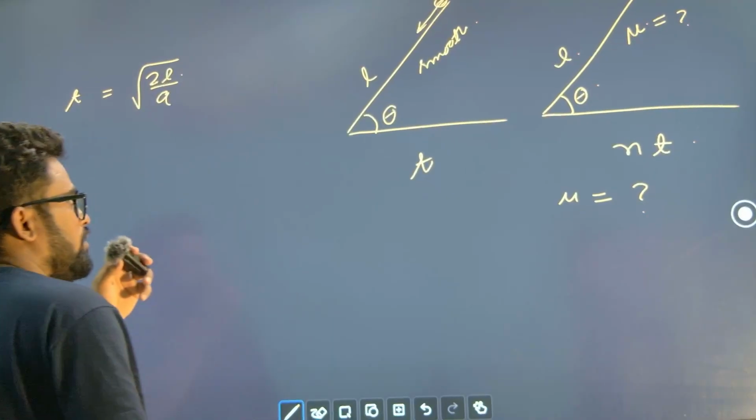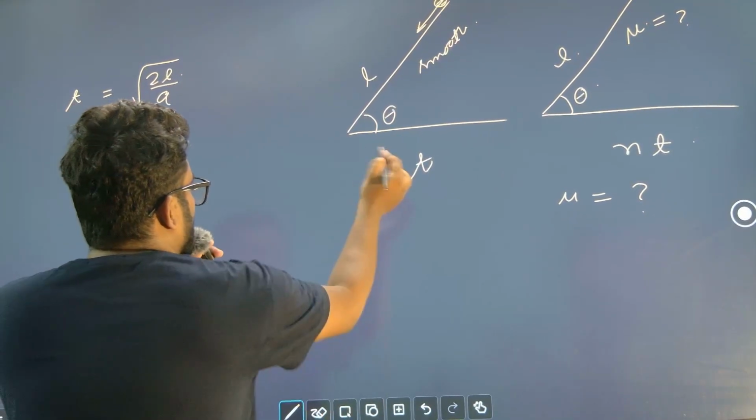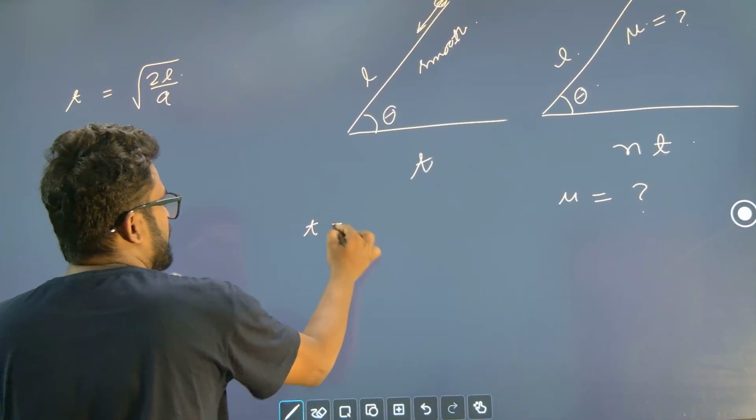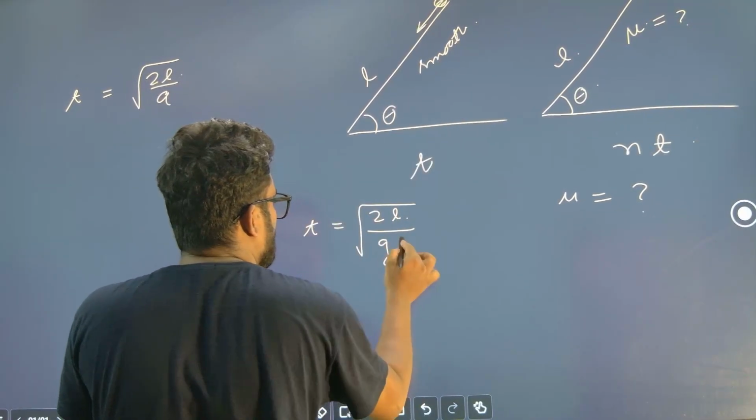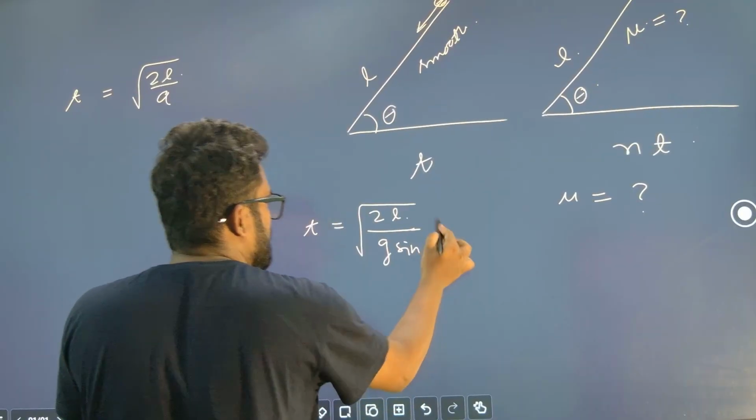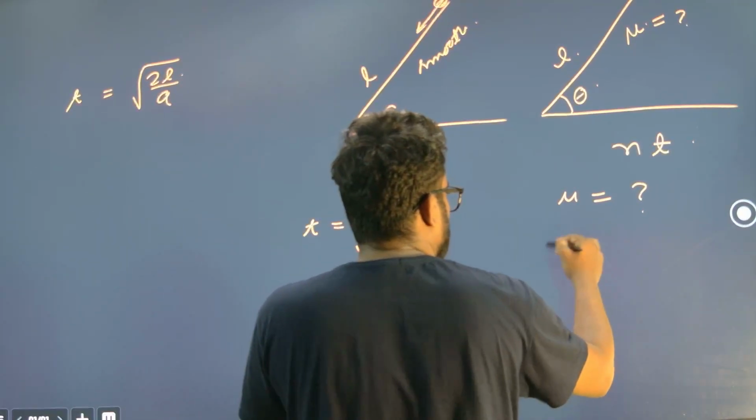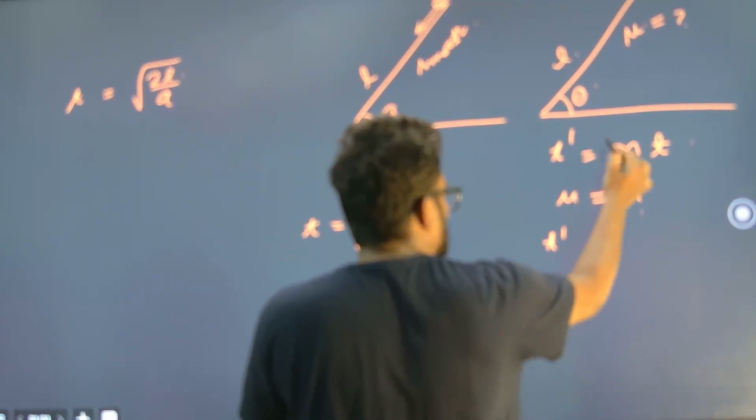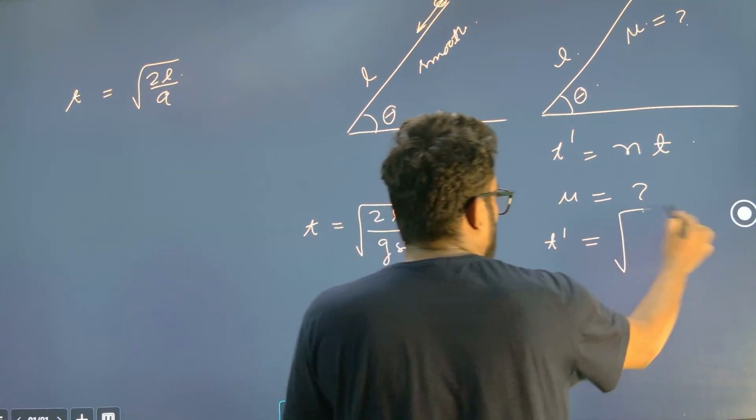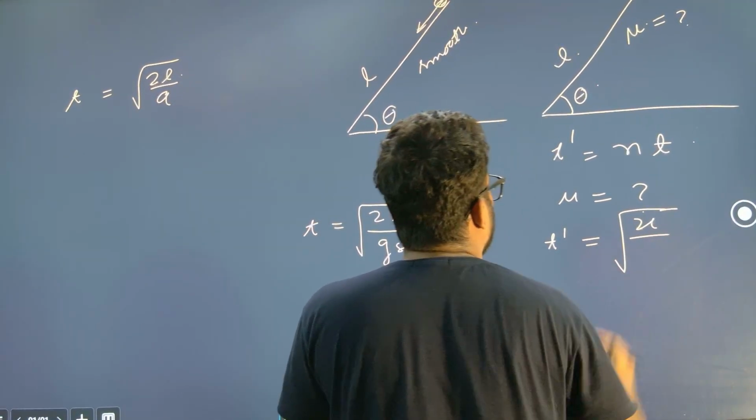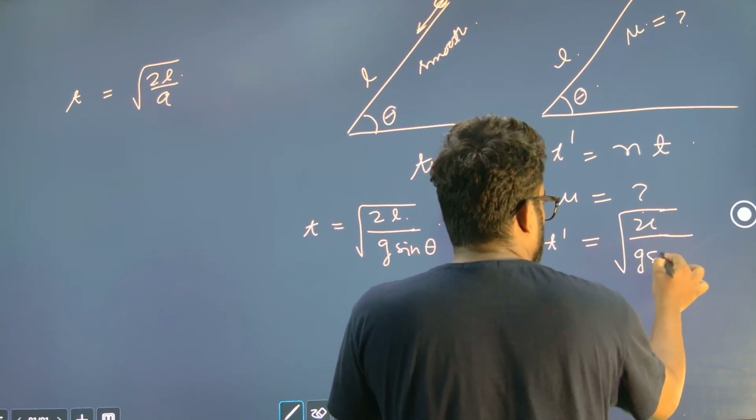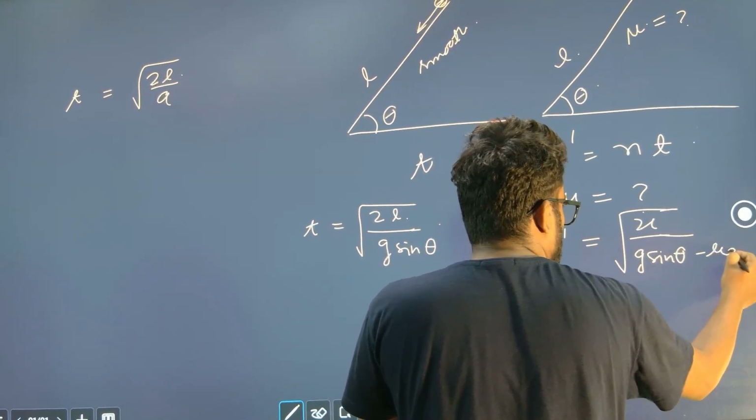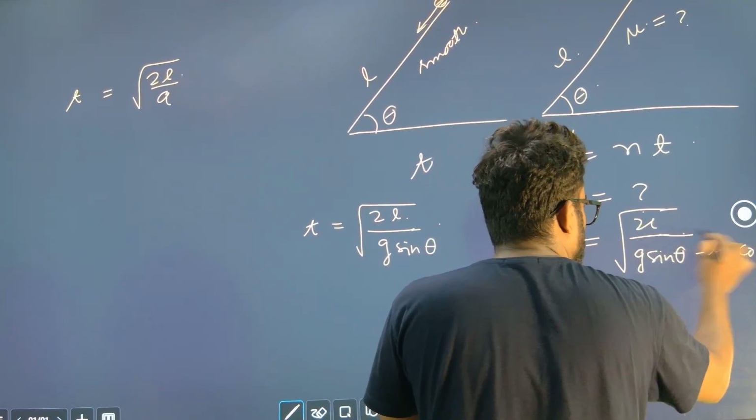Clear? Okay. Now, in the first case, when we are talking about time, it is root 2L by acceleration. It is smooth, so acceleration would be how much? g sin theta. In the second case, t dash equals n t. So t dash would be how much? Root over 2L upon acceleration. With the friction, acceleration would be how much? Tell me. g sin theta minus mu g cos theta.